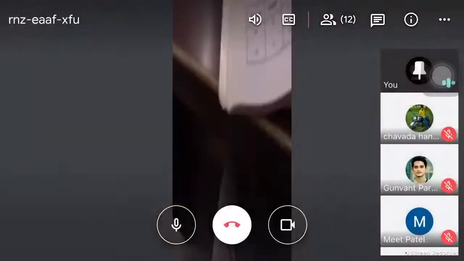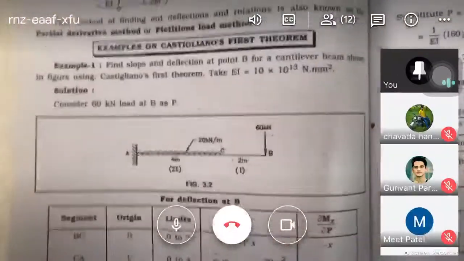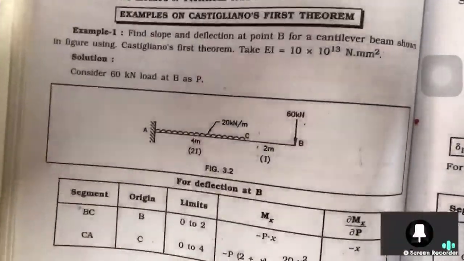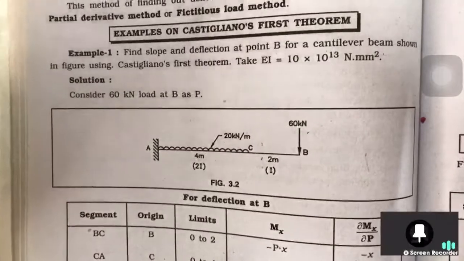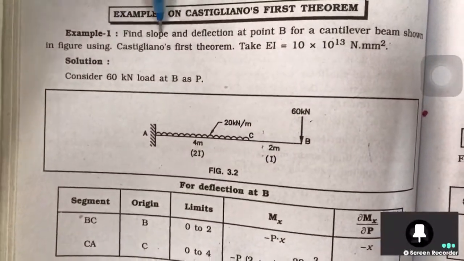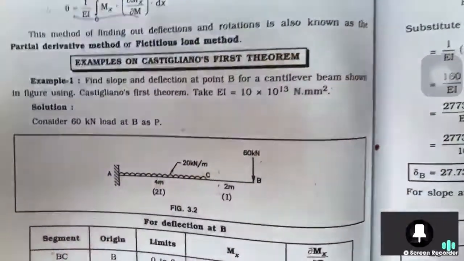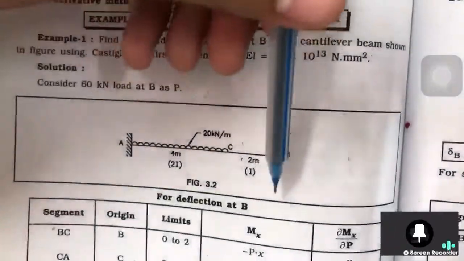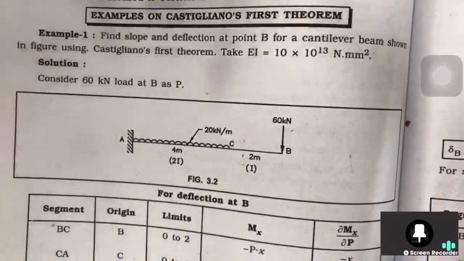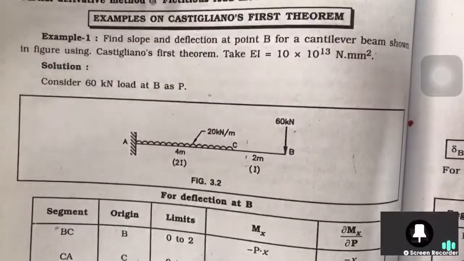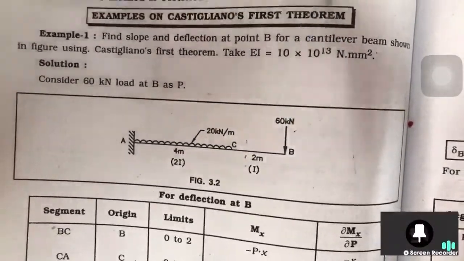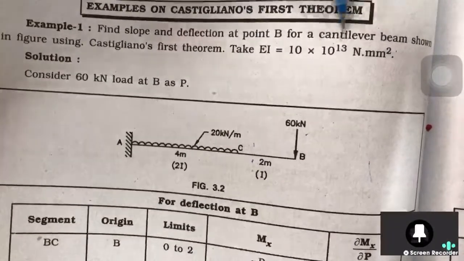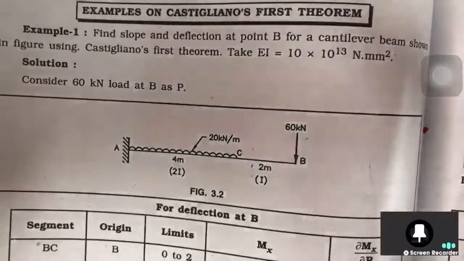Let's start. Okay, last time we started this sum, which said, this is your chapter number 1, energy principles. The first sum said: find slope and deflection. You have three chapters in which you have to find slope and deflection. This is the first one: find slope and deflection at point B for a cantilever beam shown in figure. The figure would be given. You need to find the slope and deflection at point B using Castigliano's first theorem. Take the value of EI as 10 into 10 raised to 13 Newton into mm. The value of EI is given.